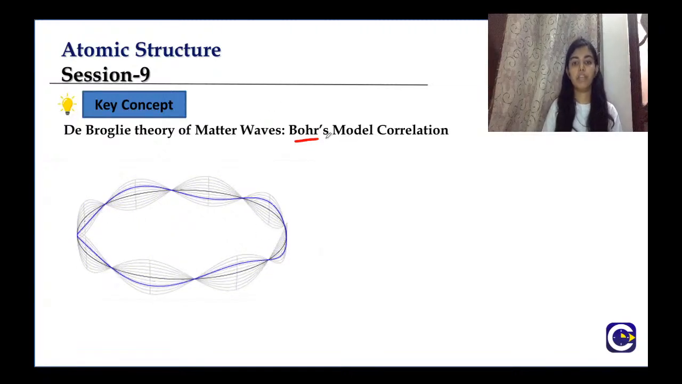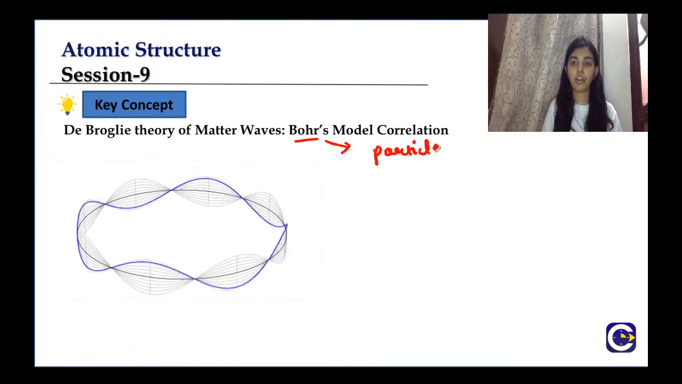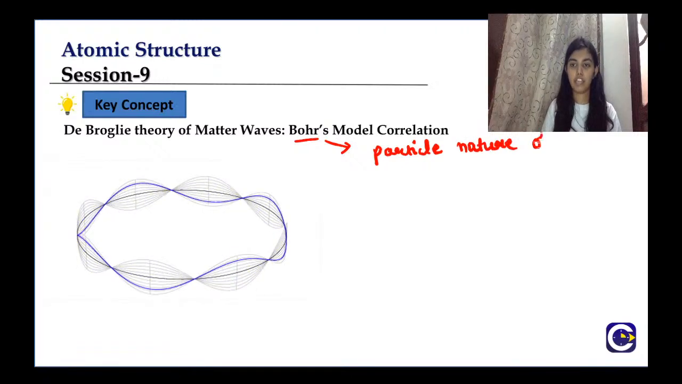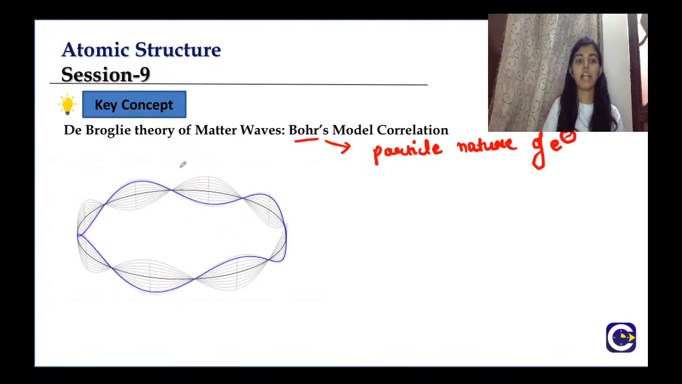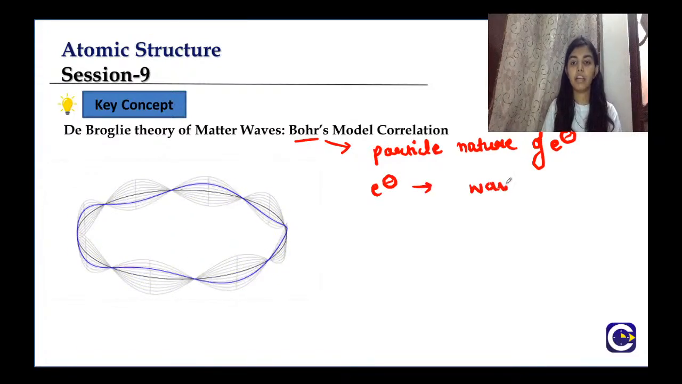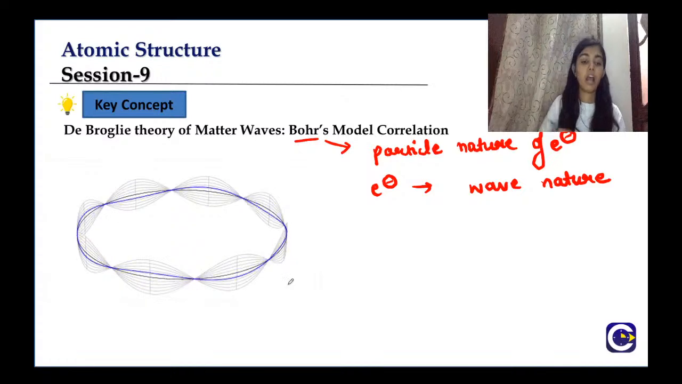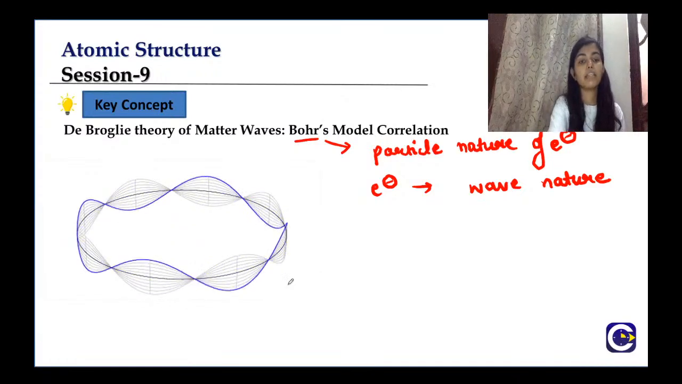In Bohr's model, Bohr was only considering the particle nature of the electron, while de Broglie said that the electron, with the particle nature, also has a wave nature. It is also associated with a wave which is known as matter waves. Now, the question is what is the basic structure or nature of that matter wave?